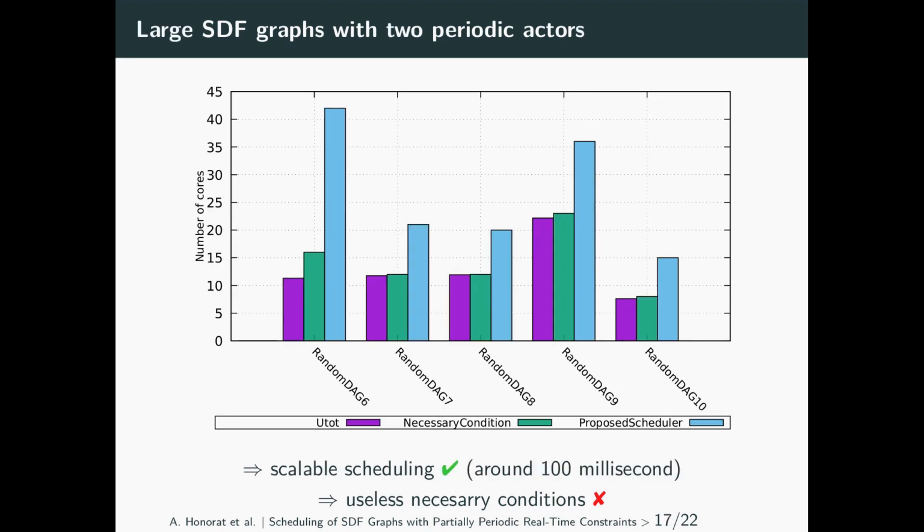On large graphs, having 2 periodic actors among 100 actors, the conclusions are similar. However, on these graphs, we could not run the optimal solver in a reasonable time. At the opposite, our scheduler is scalable and takes in this case around 100 milliseconds. The necessary condition is still useless except for the 6th graph. Further investigations are needed to understand the characteristics of graphs 1 and 6, where the necessary condition is slightly useful.